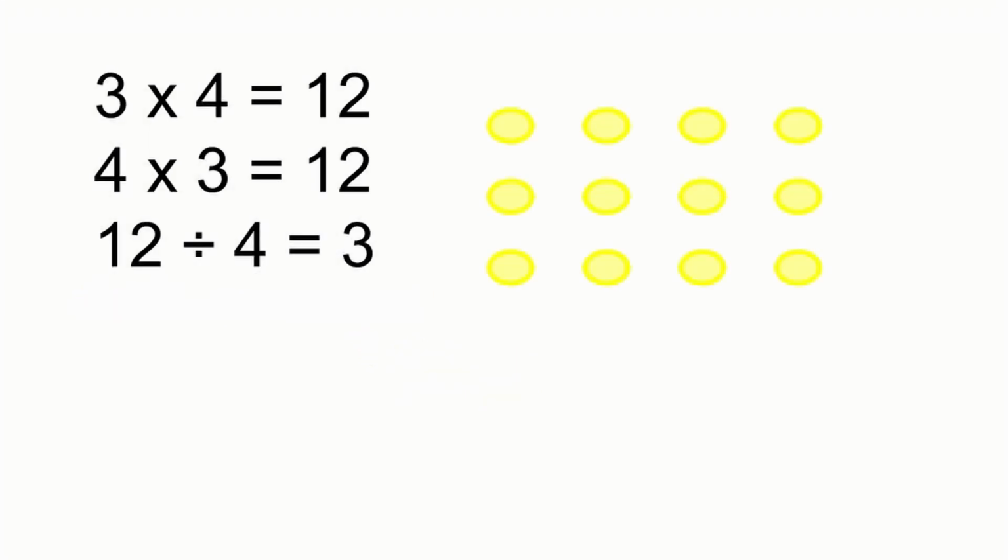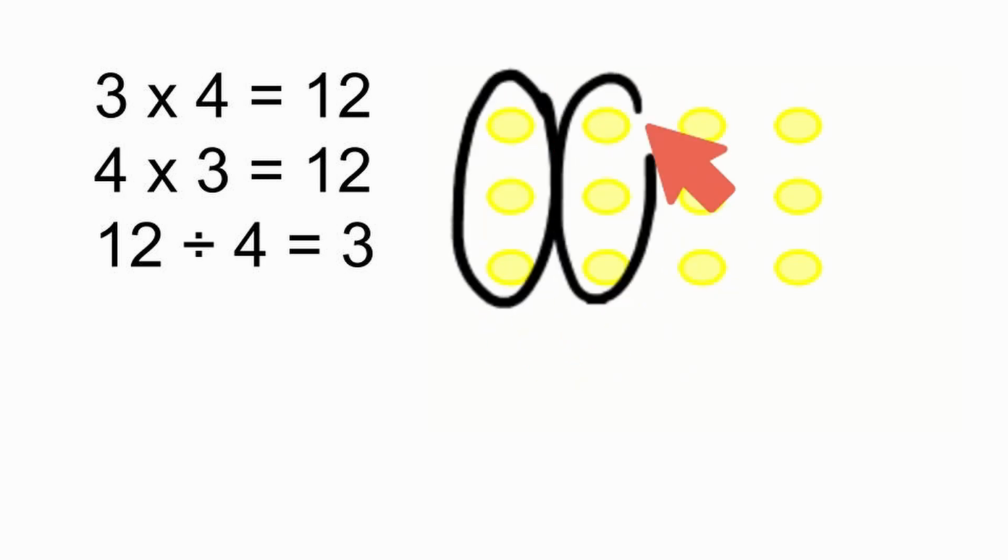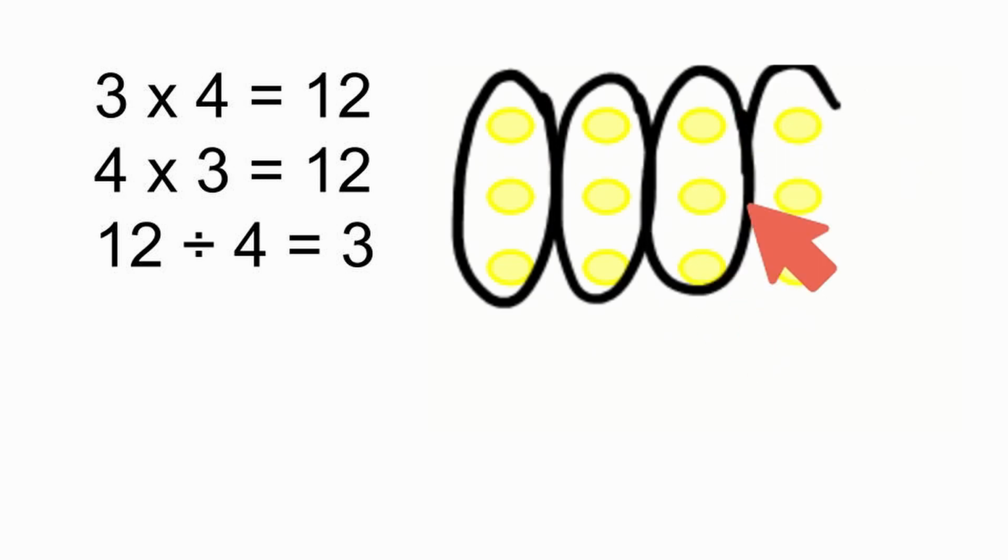So here we're starting off with 12 dots, and I'm going to sort them into 4 equal groups. So here's 1 group, 2 groups, 3 groups, 4 groups. And notice that when I divide it into 4 groups, in one group, I have 3 objects. So 12 divided by 4 equals 3.